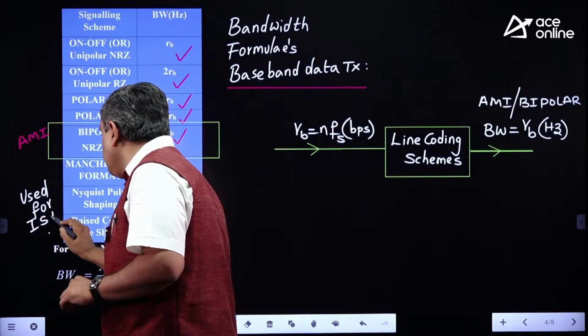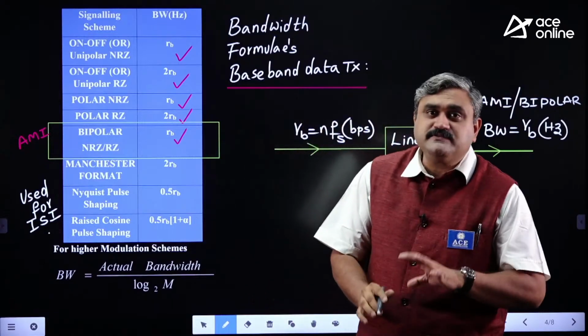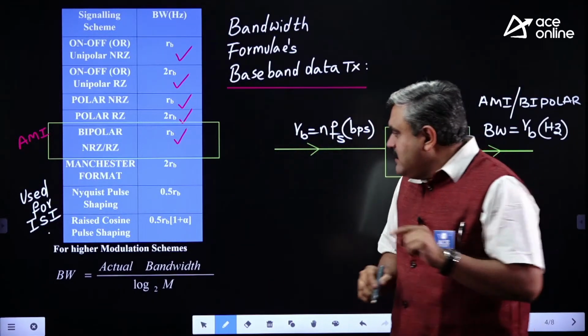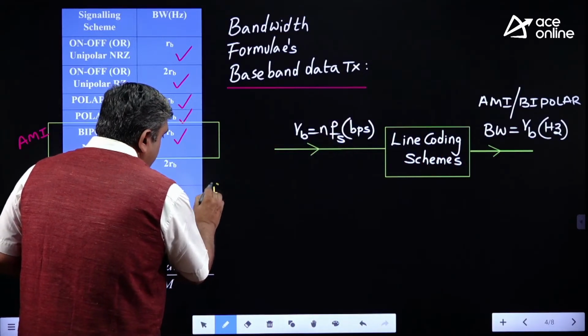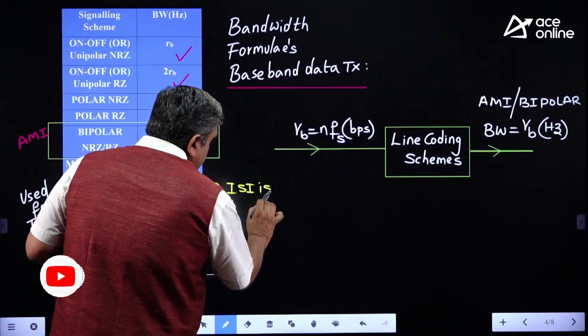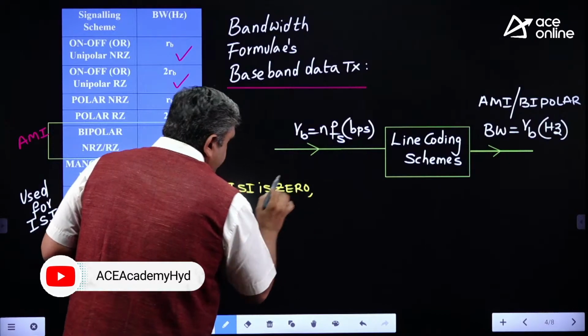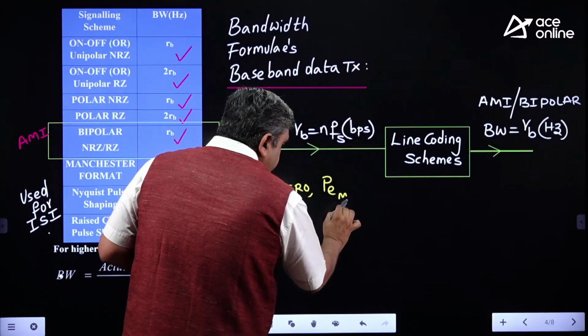So if you understand the subject, then it becomes clear. For what purpose these pulses are used, you should know. So what is the advantage of using them? Automatically you are getting two advantages. What is the first advantage? ISI is becoming 0. Means your probability of error is minimized. Don't think probability of error is 0. There is no chance. Probability of error will be minimized.